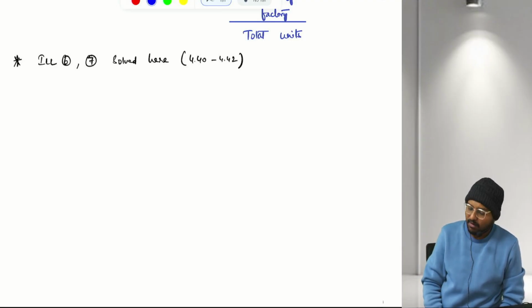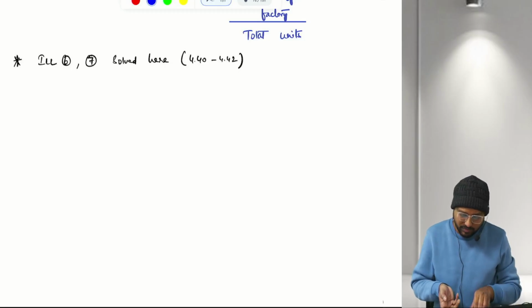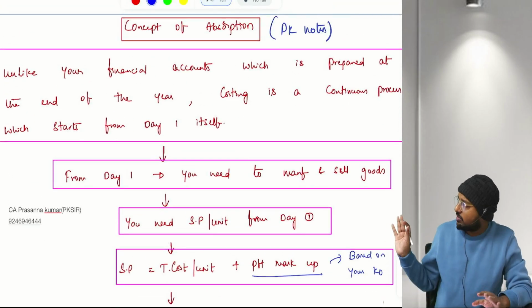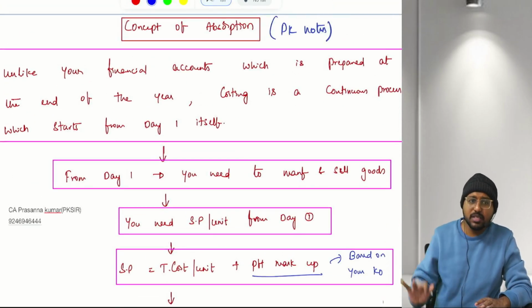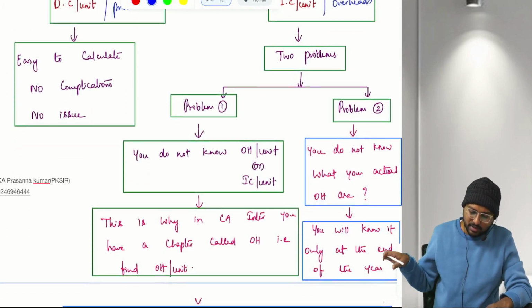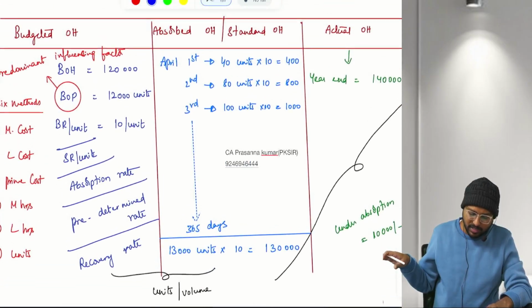Everybody? Fantastic. Right. That's what we have seen. And we have solved all these illustrations as well, 6 and 7. Then we went with the concept of absorption. This is nothing new. We have already seen it in the marginal costing chapter. Here also we have seen it again. I'll give you the summary. Don't worry.